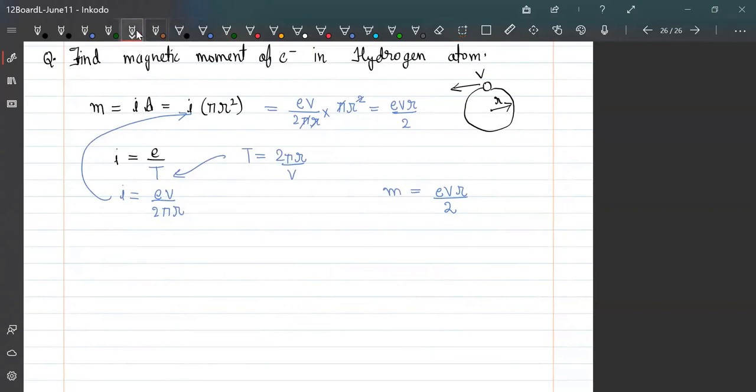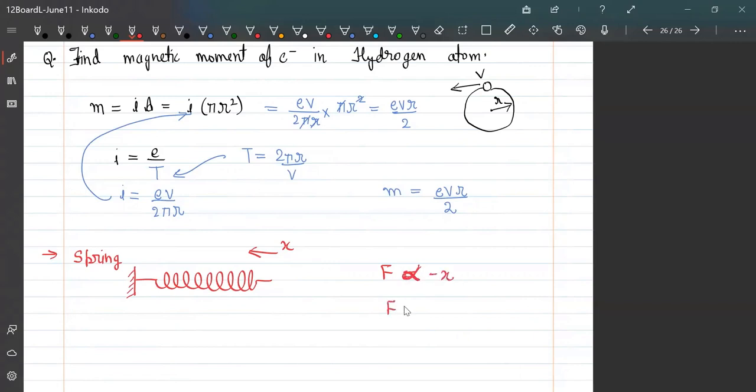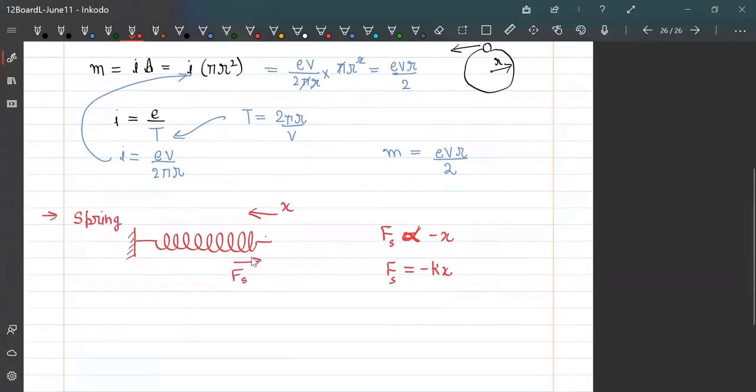This concept is about a spring. Let's take a normal spring. We take a spring and compress it by displacement x. Then the spring force is proportional to the negative of displacement. So F is equal to minus kx. Minus is written because if I displace it by x in this direction, the force of the spring will be in the opposite direction. If I try to extend the spring, then the spring will try to pull back. So this is a normal spring.